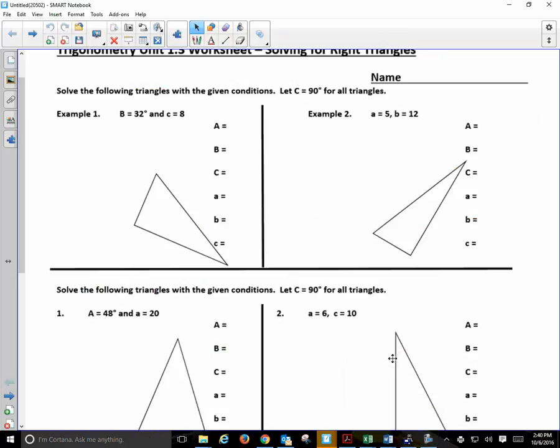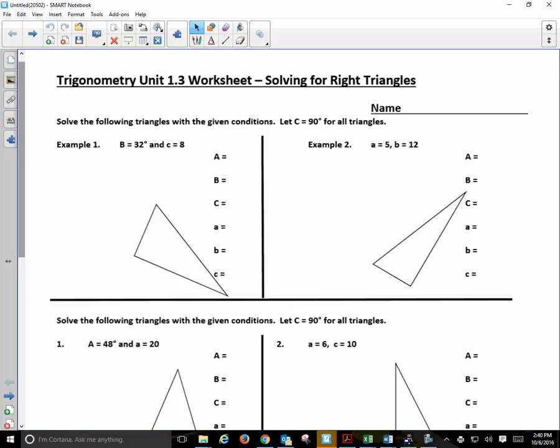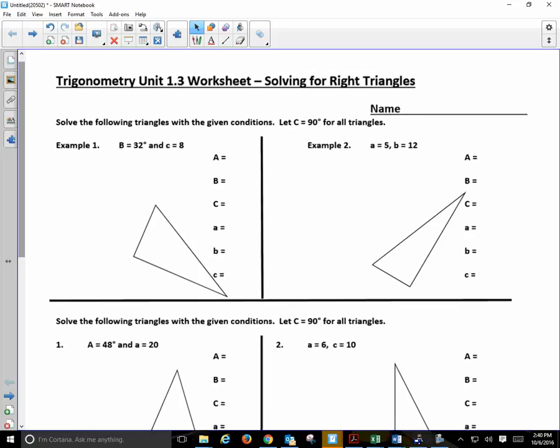Here we go. This is what you're going to have to be able to do for the test. Use sine, cosine, and tangent in order to solve right triangles. First thing I do is I make my 90-degree angle. C is always the 90-degree angle. I'm going to choose this to be A. I'm going to choose this to be B. In this case, it tells me that angle B is 32 degrees.